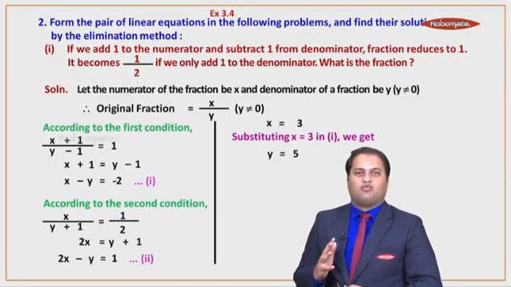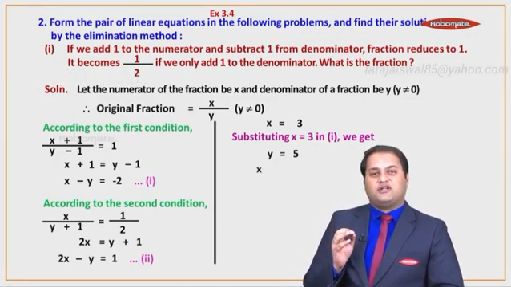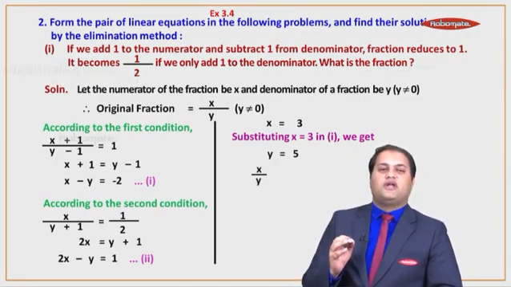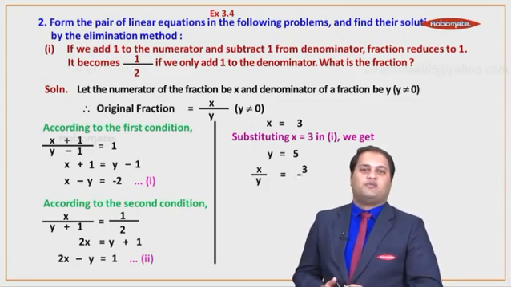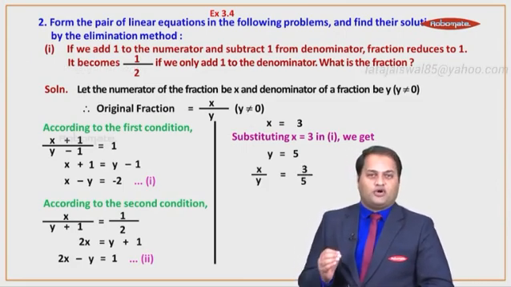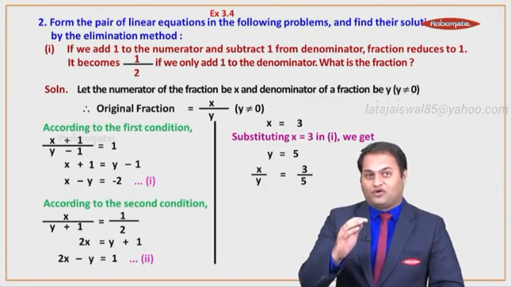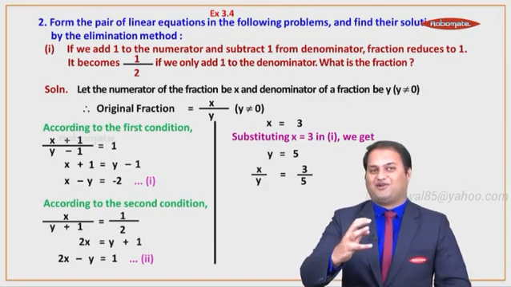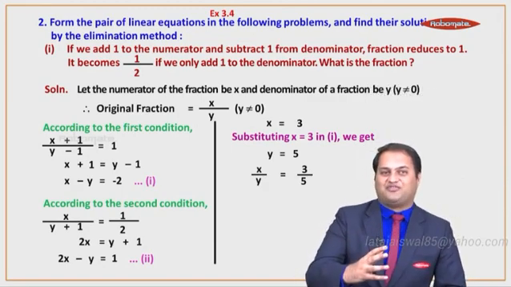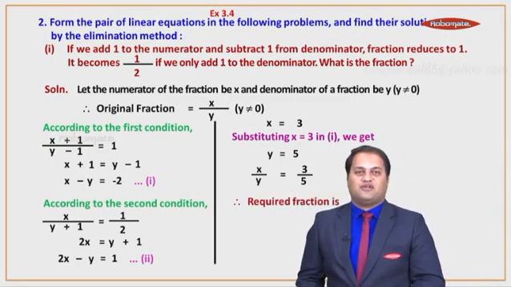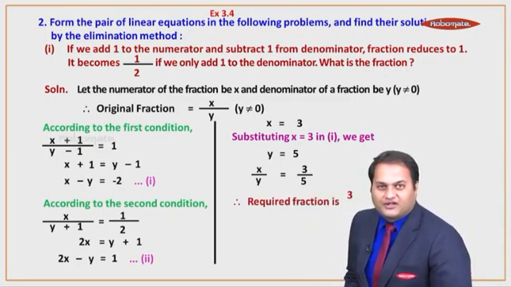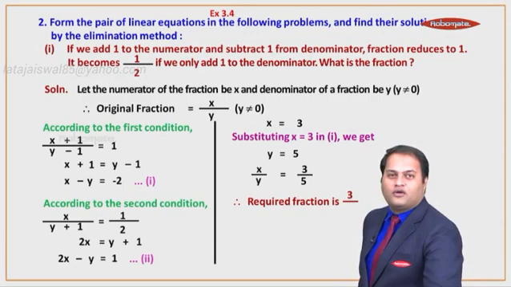x is 3, y is 5, which means that the numerator is 3, the denominator is 5, so x upon y will become 3 upon 5, because the question is what is the fraction. We are not only interested in the numerator and the denominator, we are actually interested in the fraction, right? So your final answer will be, therefore the required fraction is 3 upon 5.